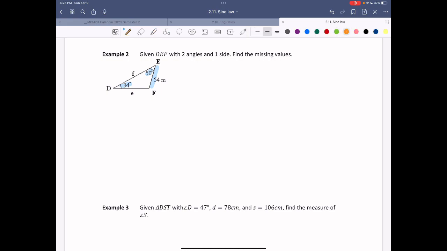So we have an angle and its opposite side right there. And we have this angle, and do we need its opposite side? Yes, we do. So let's calculate E first. So this is how I like to start off. Yes, we have the sine law. So basically this is how it goes.